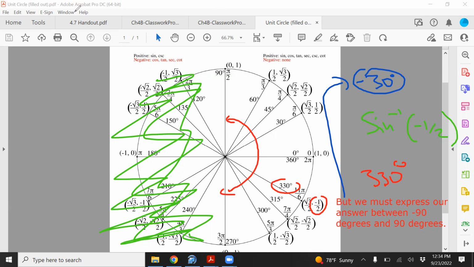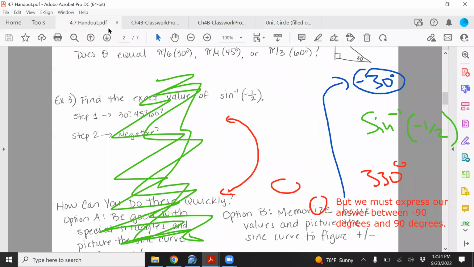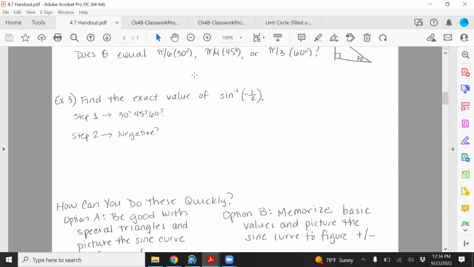Anyway, so that's the answer. The answer is -30 for that one. So let me go back to the notes. Why would it be -30? Because the default range is from -90 to 90. So it matches with 30, but because it's in that negative spot, the answer is going to be -30.